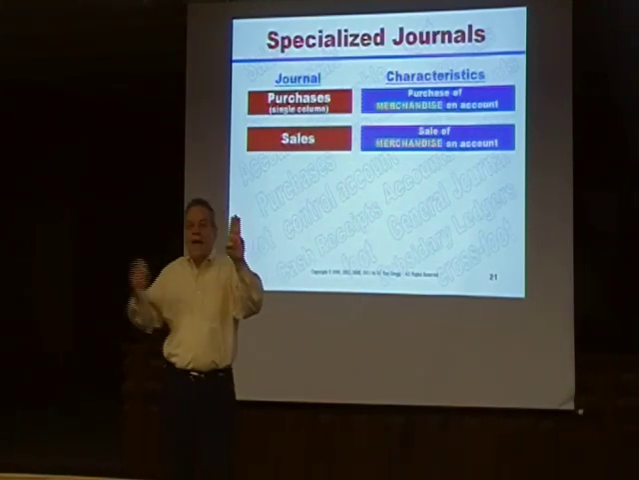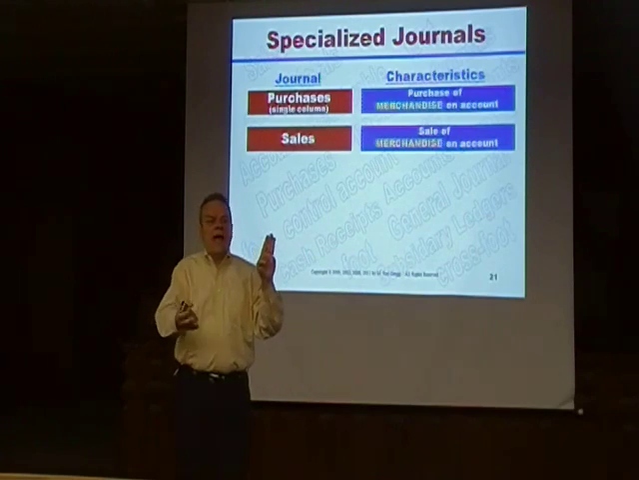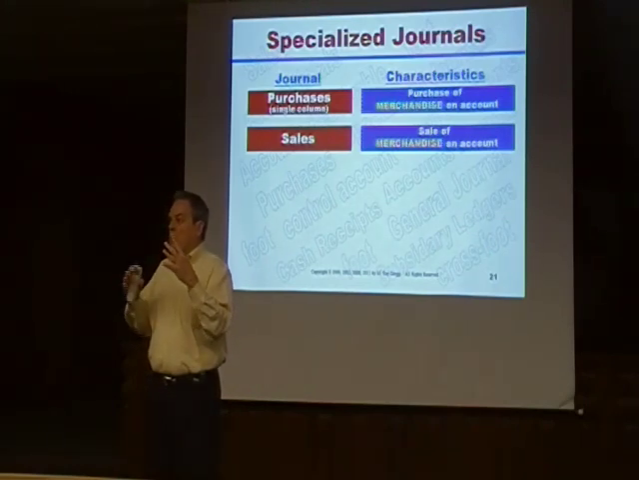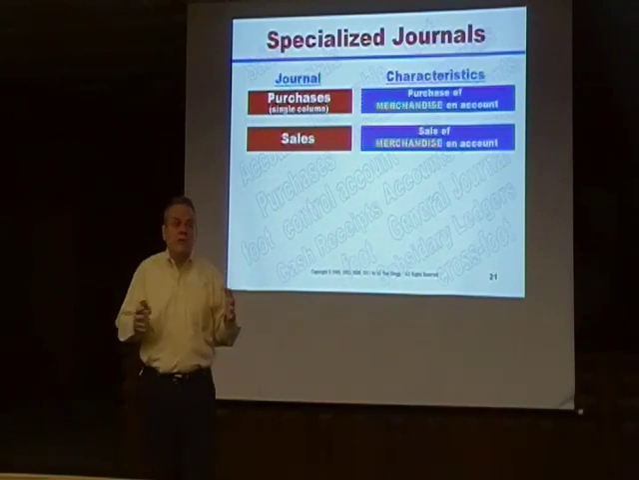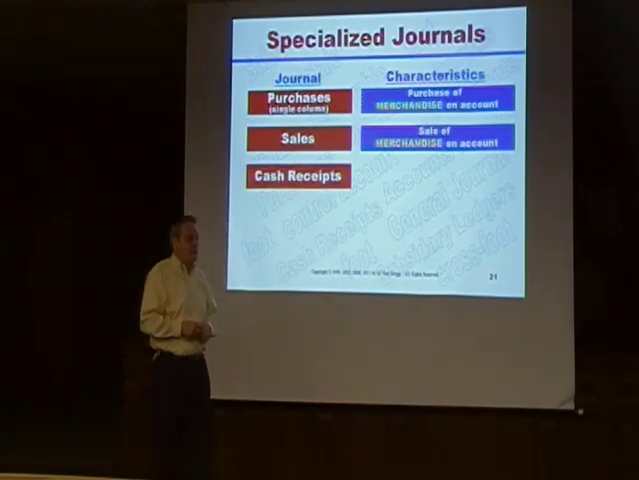If you sell land, it doesn't go here. If you sell merchandise for cash, it won't go here. Only a sale of merchandise on account goes here. We are going to design the journals in a few minutes to accomplish these specific criteria.